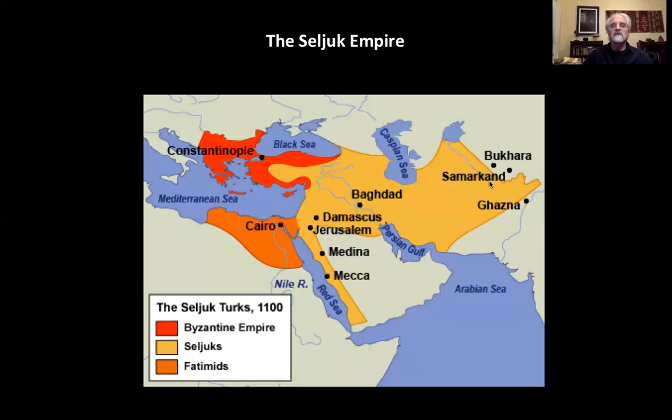The first is the Seljuk Empire. And this was operational, as you can see here, around 1100. And it coexisted with the Byzantine Empire that you probably all have heard of, and the Fatimids, who were active in the region of Egypt.